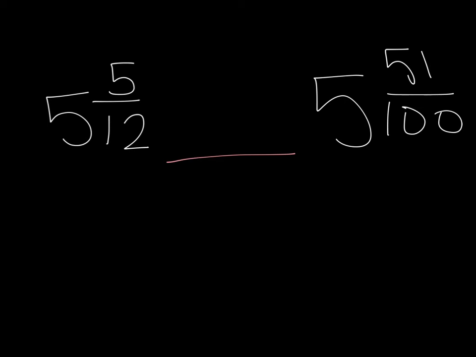For J, we do not need to convert either. We can look at this problem and look at our fractions. We can see that 5/12 is less than 1/2 because if we're working with 12s, 6/12 would be the 1/2 mark. If you look at 51/100, if we're working with 100s, then 50 would be the halfway mark and 51 is greater than 50. So we know that 5 5/12 is less than 5 1/2, and 5 51/100 is greater than 5 1/2. So we know that 5 5/12 is less than 5 51/100.